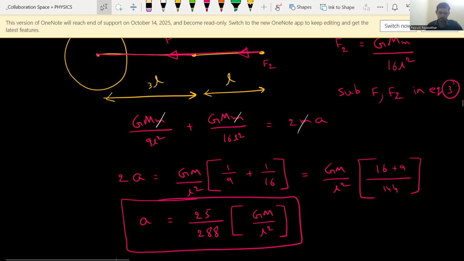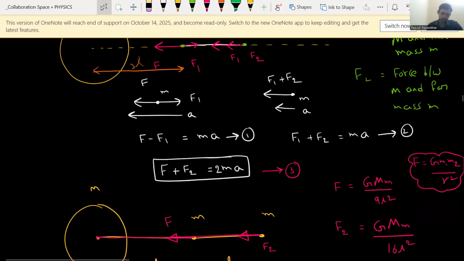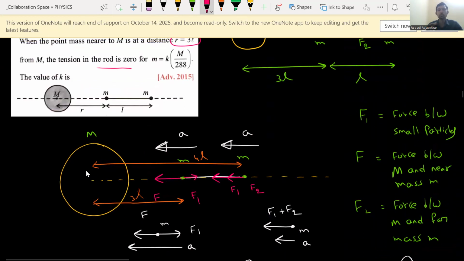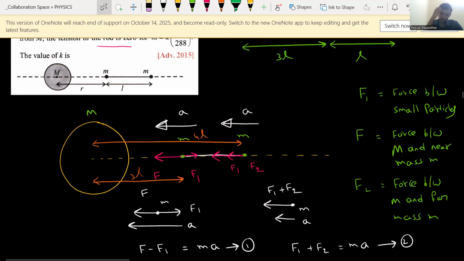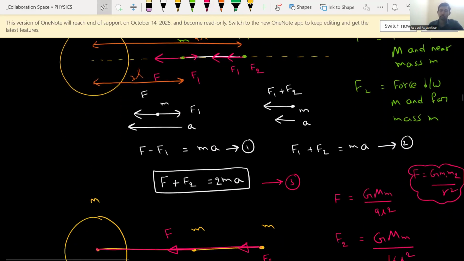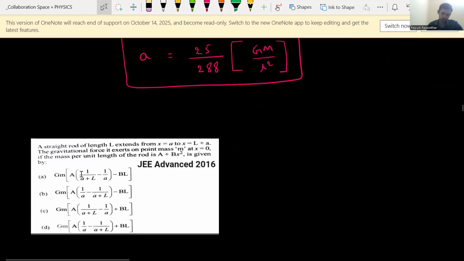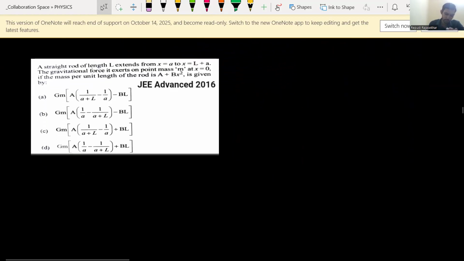But they are asking about the relation of small m value with respect to capital M, how to relate. That means whatever the acceleration we got, substitute this acceleration in equation number 1. Very lengthy. Oh, next question also came here. Wait, I will shift this.